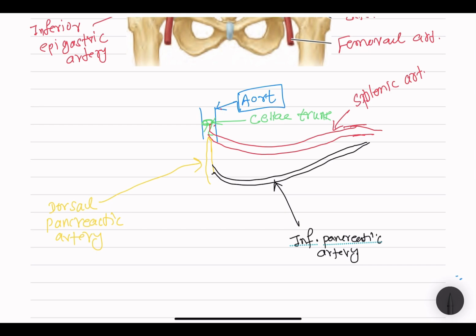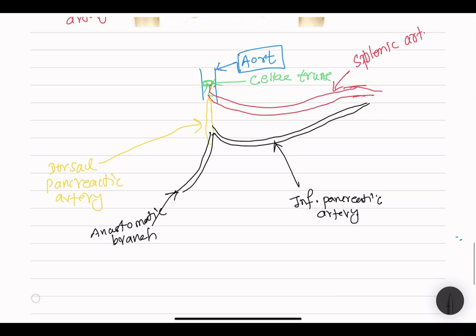And just from here, from the dorsal pancreatic artery, we can see another branch is coming, from this dorsal branch, that will be known as the anastomotic branch, which goes below and joins the gastroduodenal artery, and it anastomoses with the gastroduodenal artery.